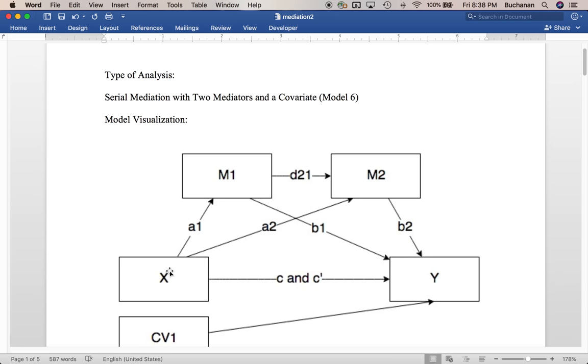But A1 and A2 are important for the individual indirect effects of X to M1 to Y and X to M2 to Y. So what we're doing is creating three indirect effects: just through M1, just through M2, or both.